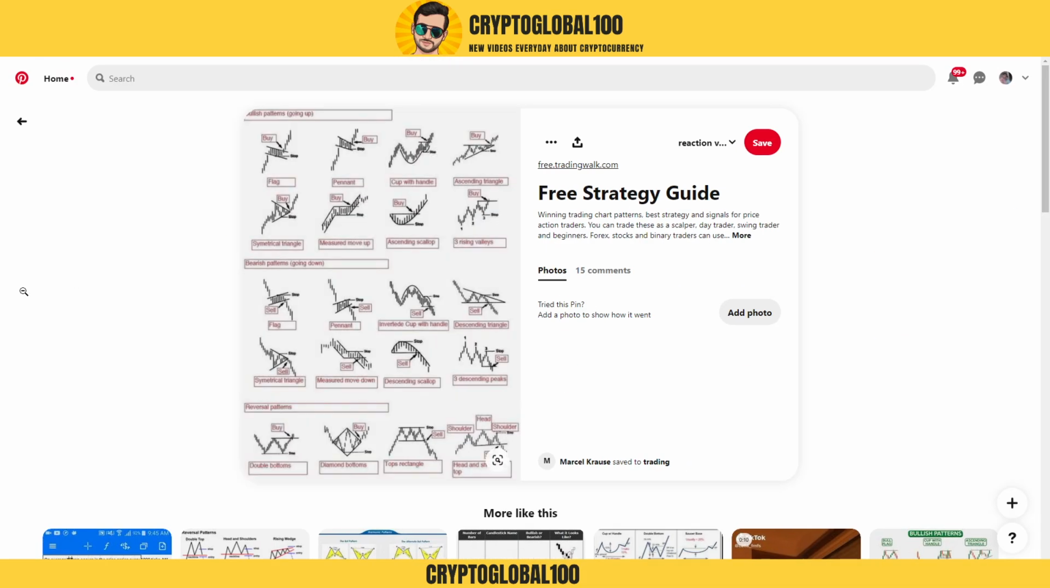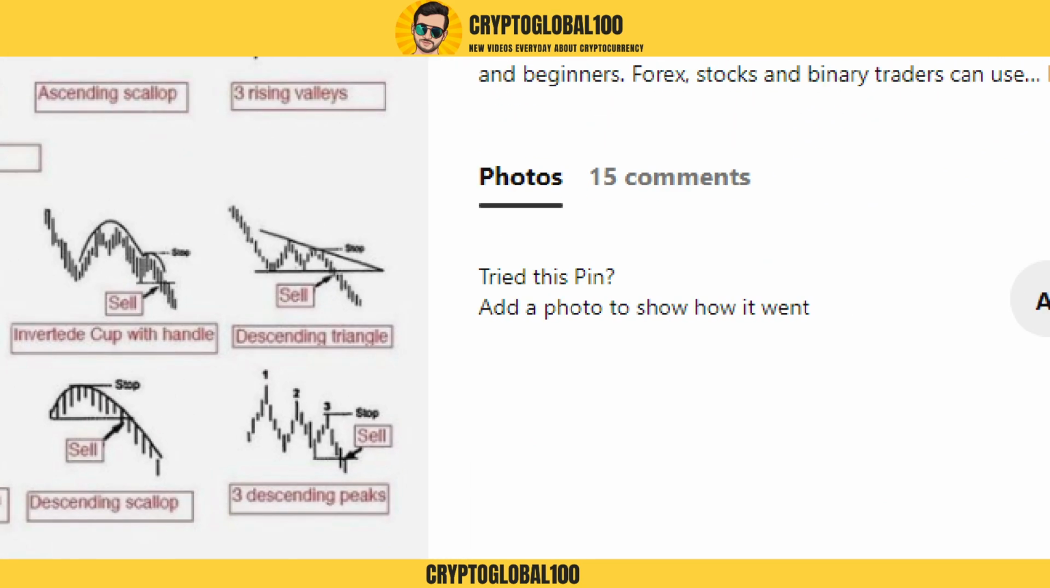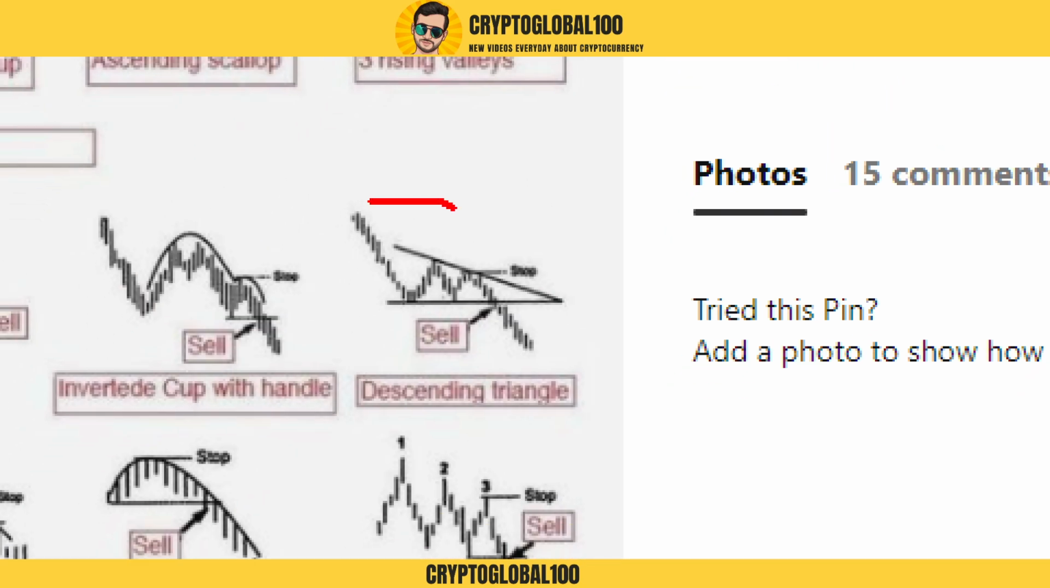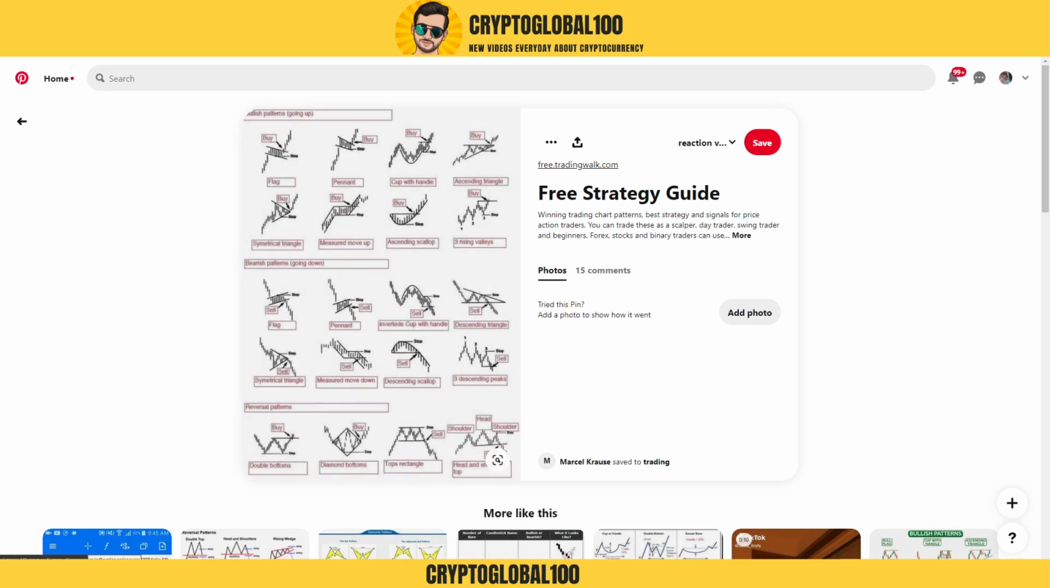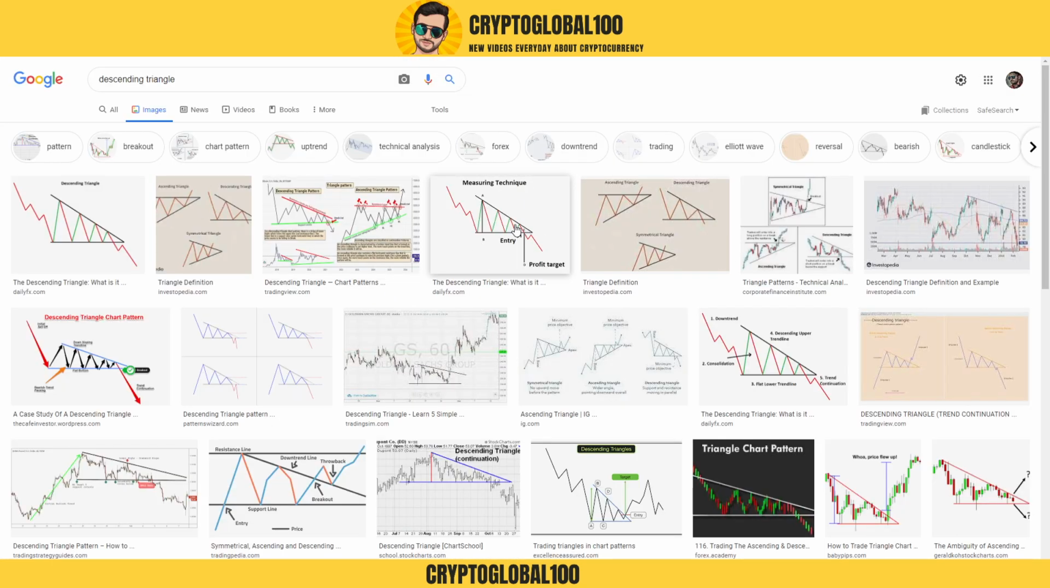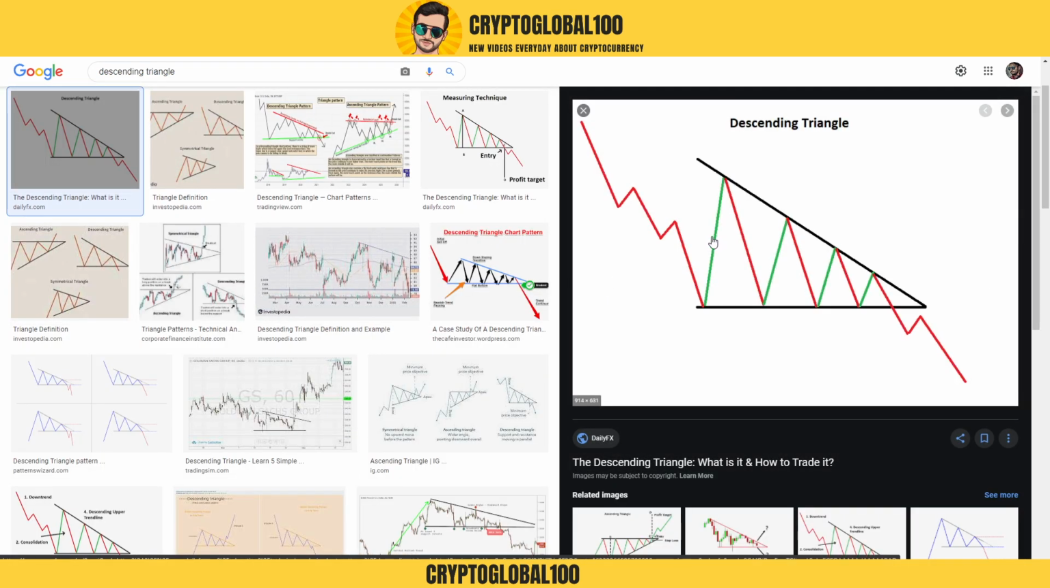If I go here, let me show you guys what I want to tell you. This one, the descending triangle. This is the pattern the TLM is currently following, because the price started to dump, then went up, then again came down, went up. So we got two rejections. On the third attempt, it went down, and this is the descending triangle. If we take a look here, we got multiple areas like this one. This is the descending triangle.